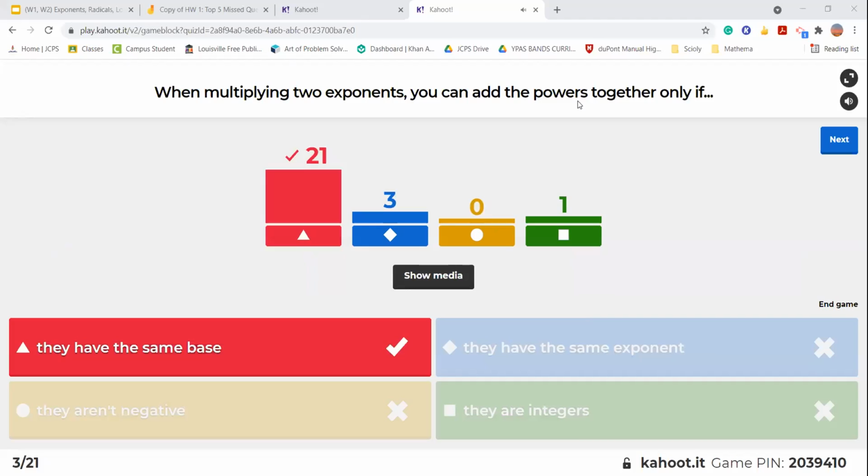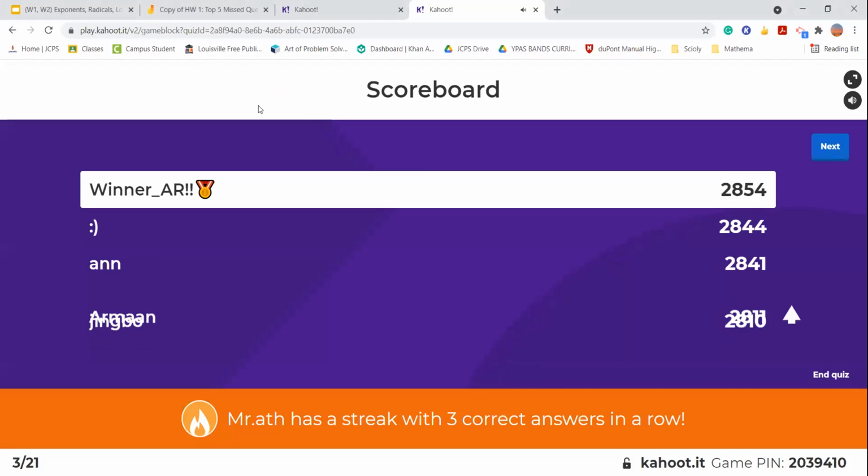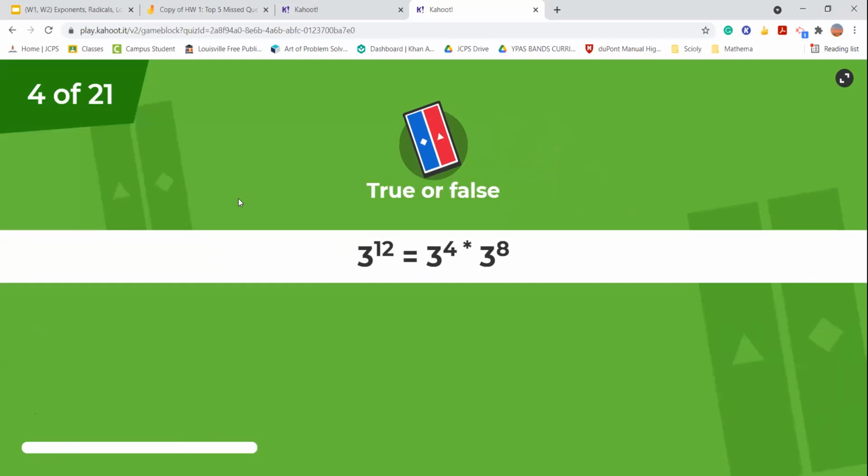Yep. So when you multiply two exponents, you can only add the powers if they have the same base. So if it's like 3 to the power of 2 times 4 to the power of 3, I can't just randomly add the 3 and 4. True or false?